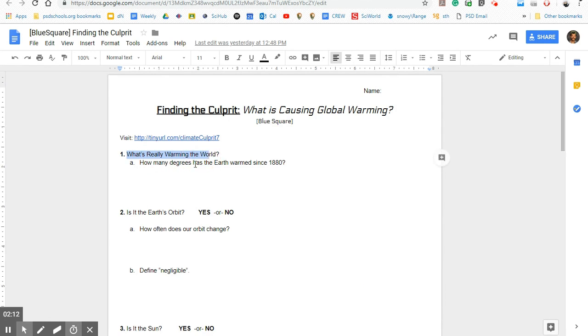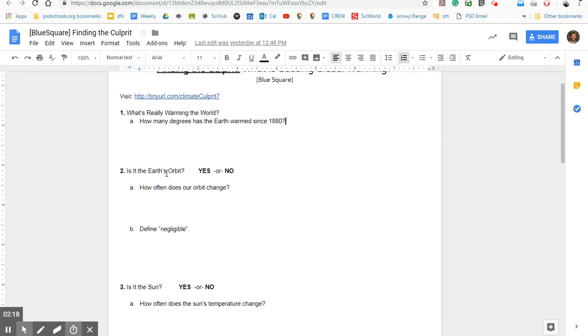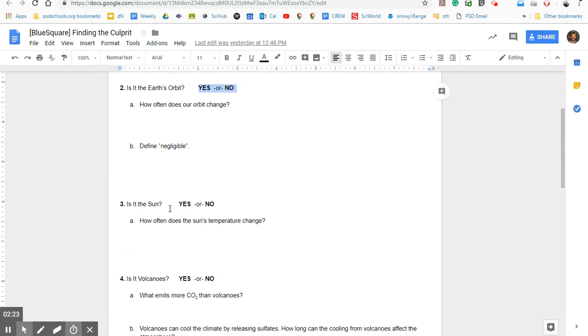What do I want them to do? Well, I want them to be able to look at the assignment and read the information on the website to gather information. As they look at each graph, I want them to tell me: is it the Earth's orbit that's causing the warming? Is it the sun? Is it volcanoes? Within each of those, there's a blurb on the website that provides information for them to learn more about the different factors. As they read that blurb, I want them to pull some of that information.